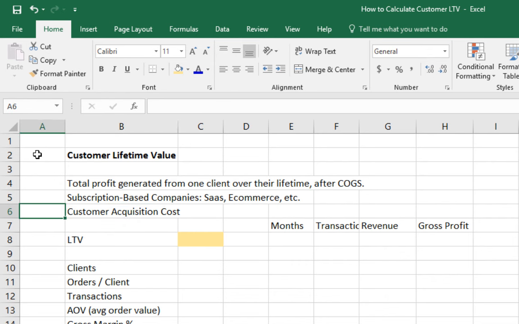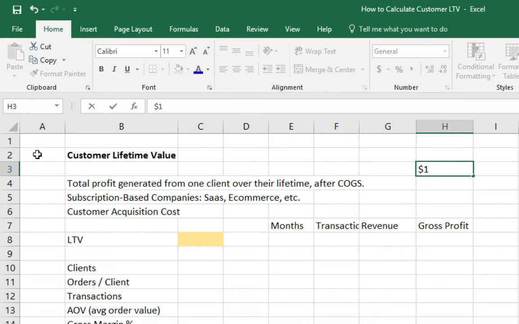And the reason they're focused on this metric is because with it, they can figure out how much to spend in marketing. So when these companies think about marketing, they think about the customer acquisition cost, or the CAC, as they would call it. And that is basically how much money you spend to bring one client into the company.